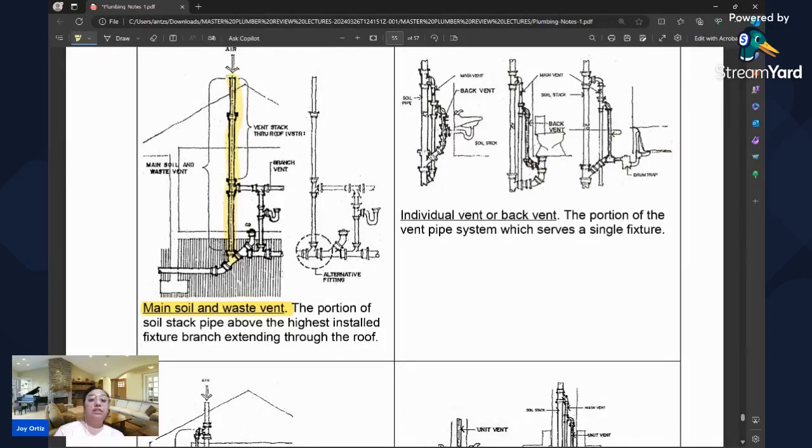We have also the individual vent or back vent. Here, this is the main vent, and then we have a back vent. This is the main vent, and these are the back vents. So it means it has one more vent. And this is the portion of the vent pipe which serves a single fixture.